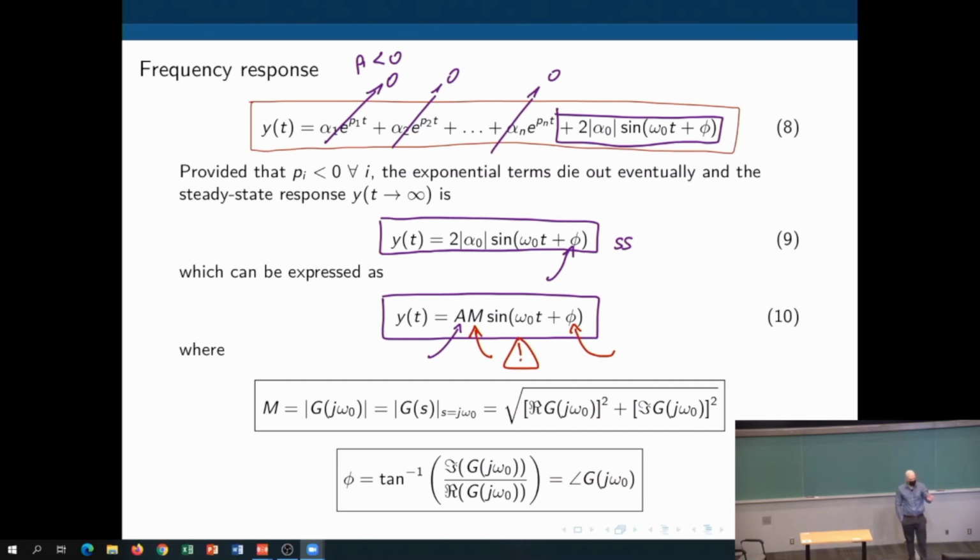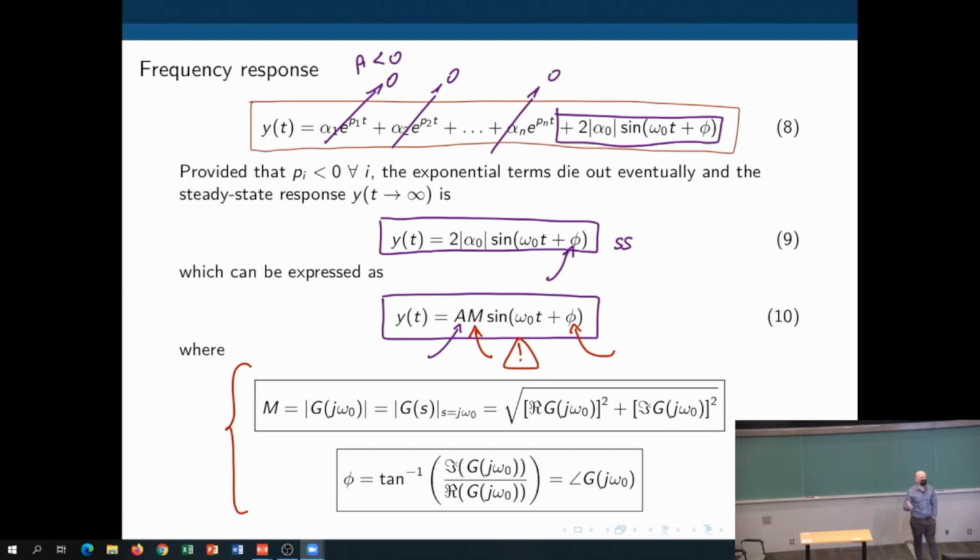All we need to know here is the magnitude of the transfer function at that frequency and the phase of the transfer function at that frequency. And that is sufficient to find exactly how the system behaves in a steady state, provided that the input is a sinusoidal excitation. How do we calculate M and phi? Oh, here it is. We'll do examples later. But what we are going to do is to evaluate the transfer function at the frequency of excitation and determine its phase and its magnitude.